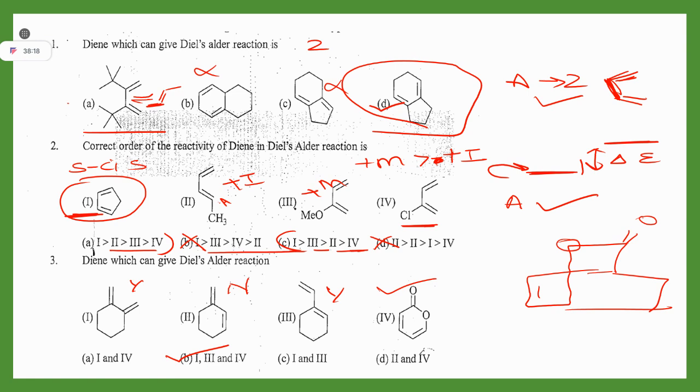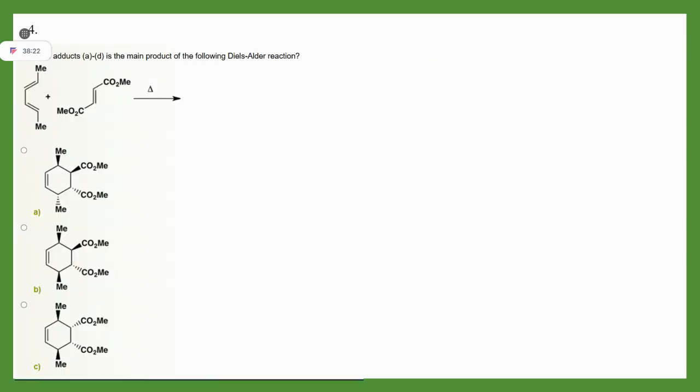Everyone understood till here? Okay. After this class, you should not leave any question in your competitive exams regarding this Diels-Alder reaction. Okay. So tell me, in this reaction, what is your diene and which is your dienophile? The first one is the diene, and the second one is the dienophile.